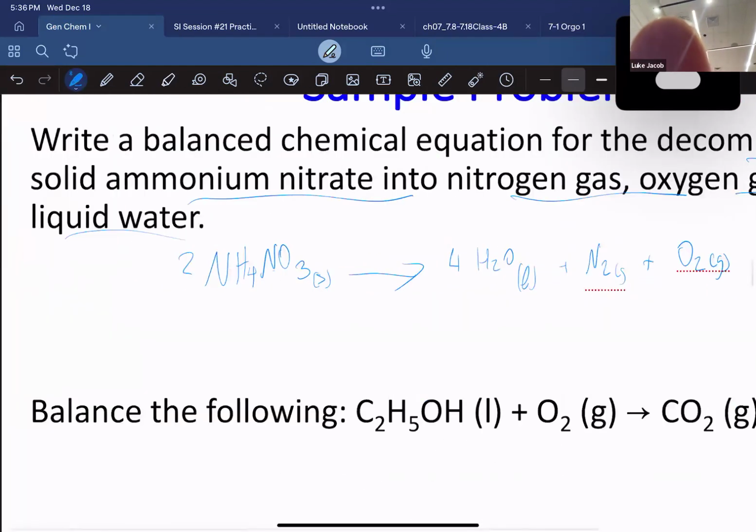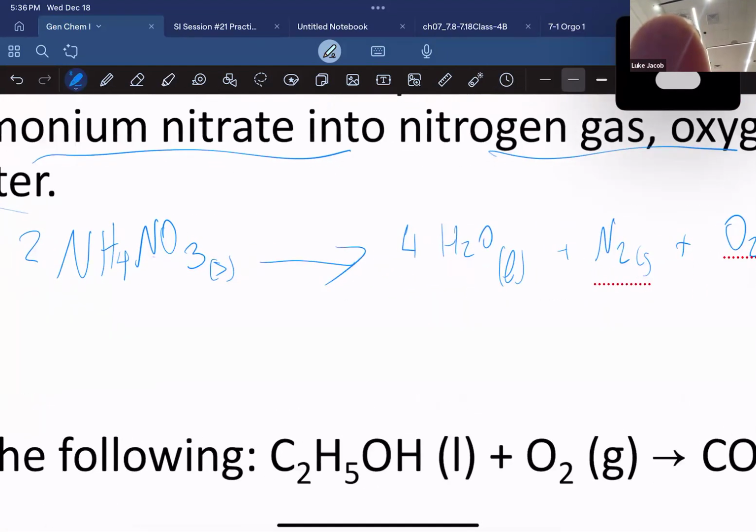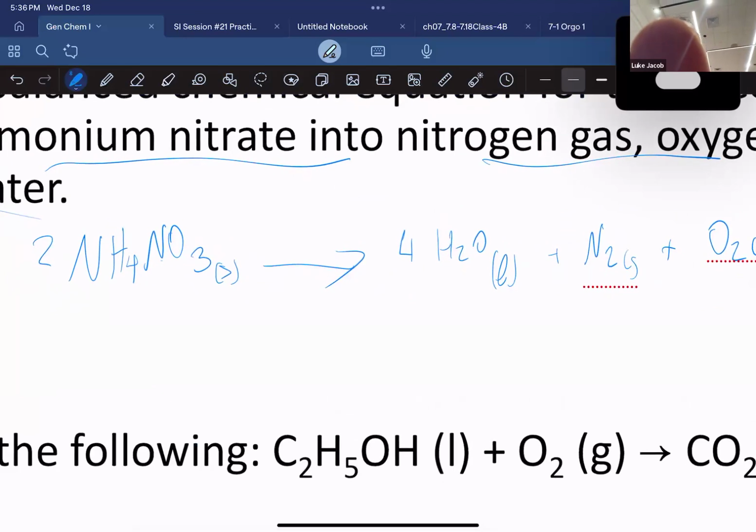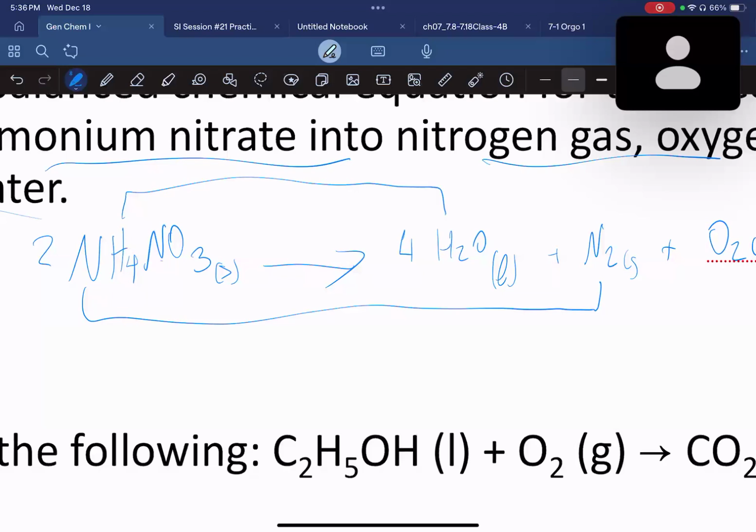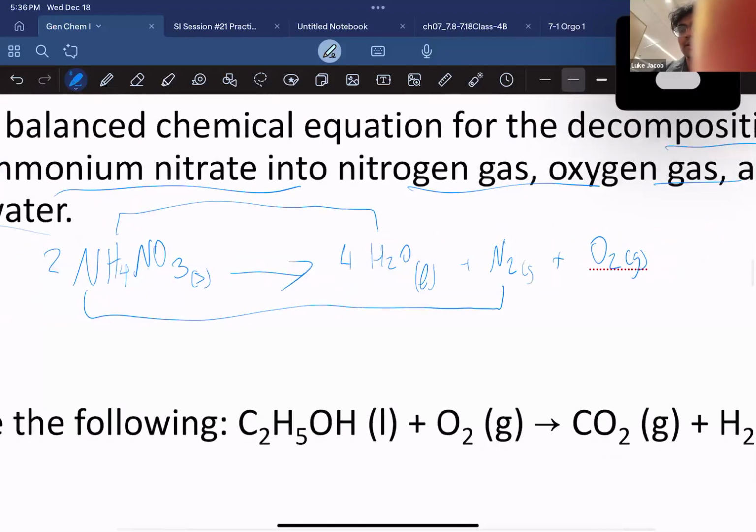A good strategy is to identify what specific elements are needed, right? I identified that for nitrogen, there need to be 2 nitrogens here. I identified that water is the only thing that has hydrogen, so I figured out that this would be 8, right? And then from there I just checked the leftover oxygen and realized, okay, that's how it is. So yeah. All right.